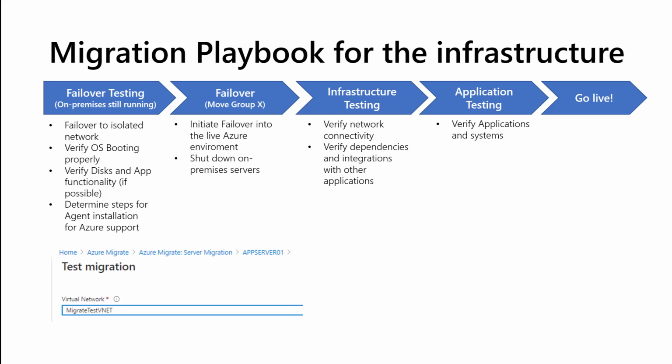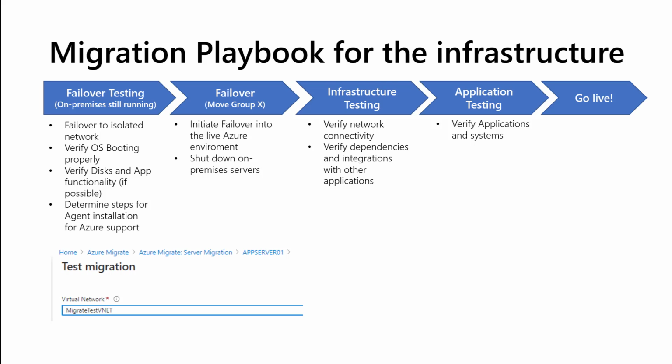So if you look at the first step, failover testing, the workload is still running on premises, but we're replicating the VM to Azure, and we start the VM using the test migration feature in Azure Migrate into an isolated virtual network. This is done because we need to make sure that the VM will actually boot in Azure, verify disks and applications running as services, and also document what steps need to be taken to make sure that the application and any application dependencies will run on the VM itself.